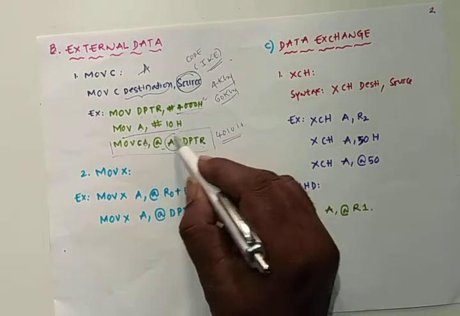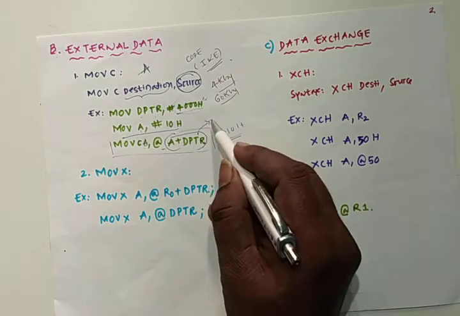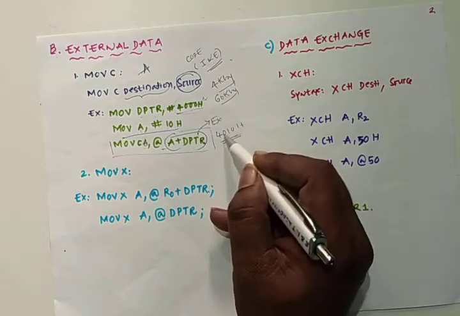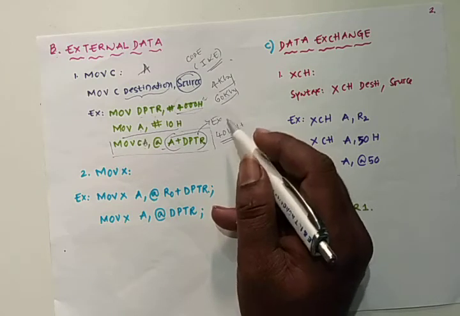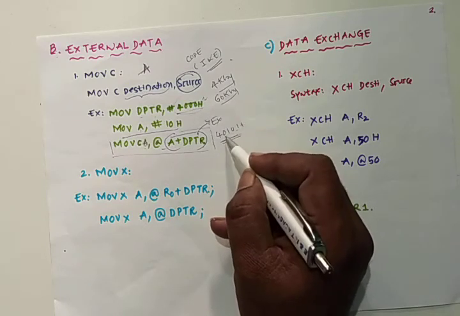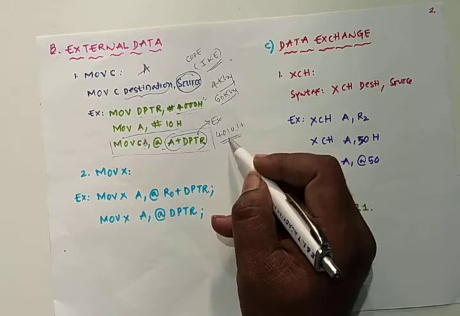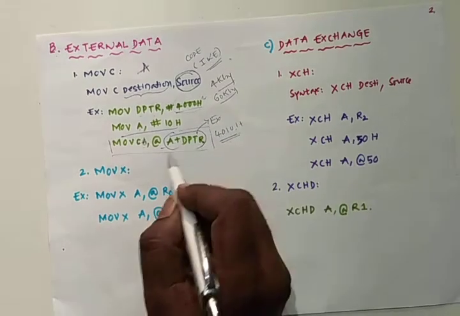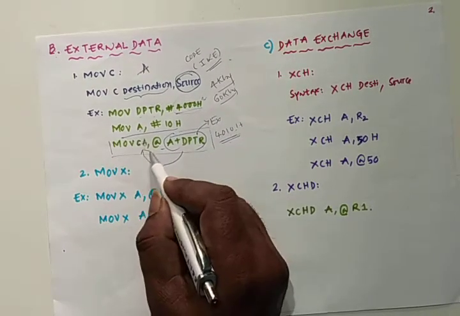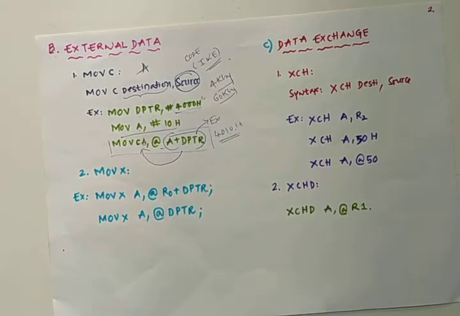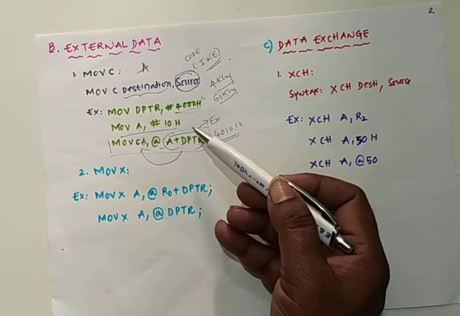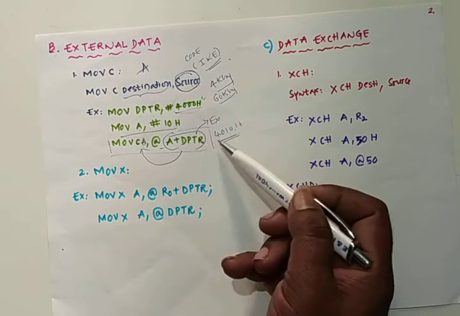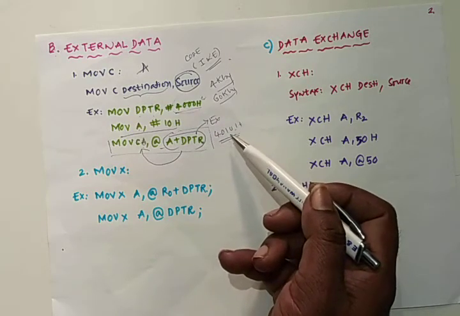This will be an external memory location, that is 4010. So the program pointer will go to that location 4010. There it finds the data, and that will be moved into the accumulator register, that is A. Simple thing is that here the copy of content of program memory location, that is 4010.